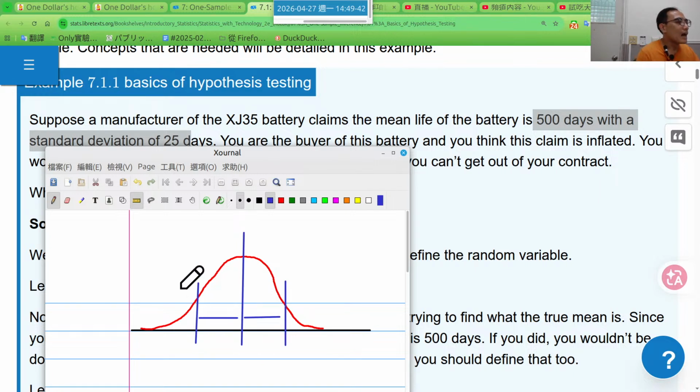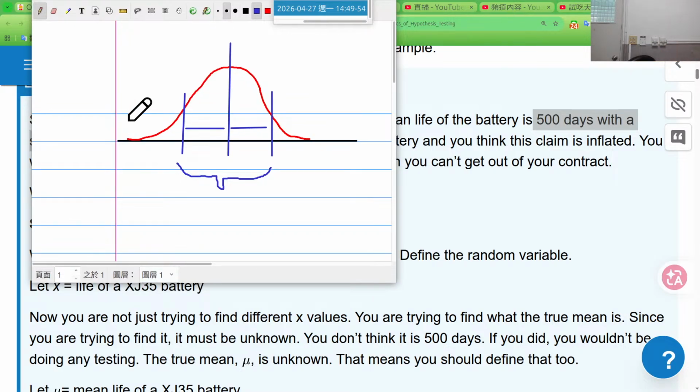What does it mean? Under this area, it covers about 68% of the population. Again, the question is about the battery's life. The average is 500 days, the symmetric line here. And 500 days minus 25 days, and plus 25 days, around this area, 475 and 525, covers 68% of the battery samples. Can you get it?